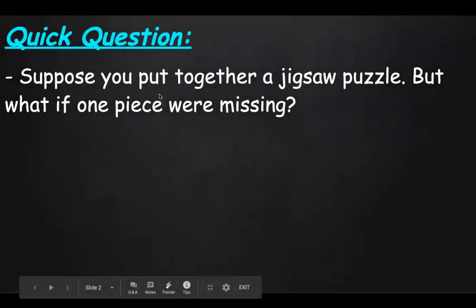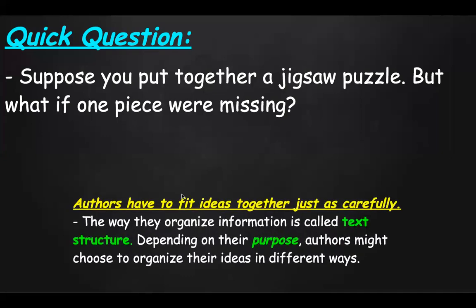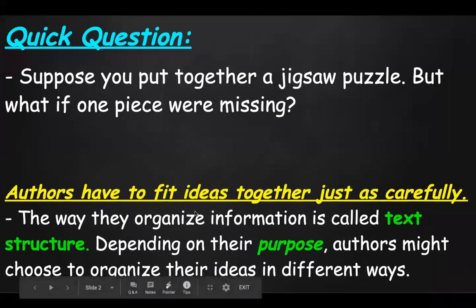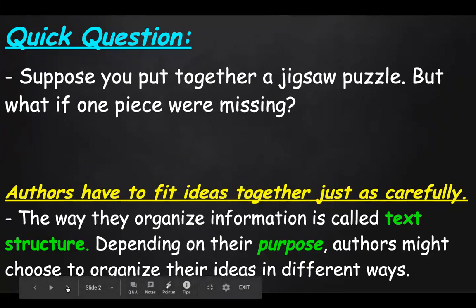So quick question, suppose you put together a jigsaw puzzle, but what if you're missing a piece? Authors have to fit ideas together just as carefully. The way they organize information is called text structure, depending on their purpose, and we talked about the three different purposes. And what are the three different purposes? To persuade, inform, or to entertain. Authors might choose to organize their ideas in a different way.